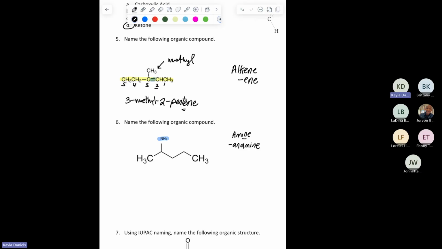All right, my next step is to find the longest chain. So I see this. I'm going to count 1, 2, 3, 4, 5. So an-amine, pent, because there's 5. And then I have to tell you where this functional group is. It is at carbon 2, and there are no branches. So this is just 2-pentanamine.